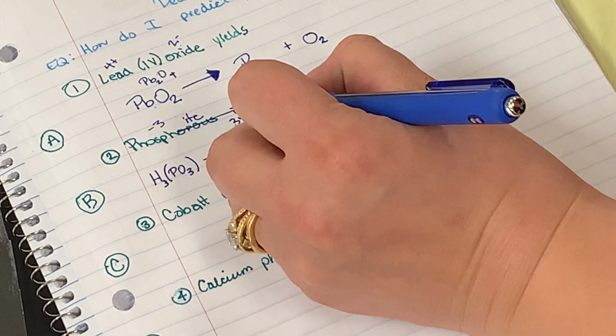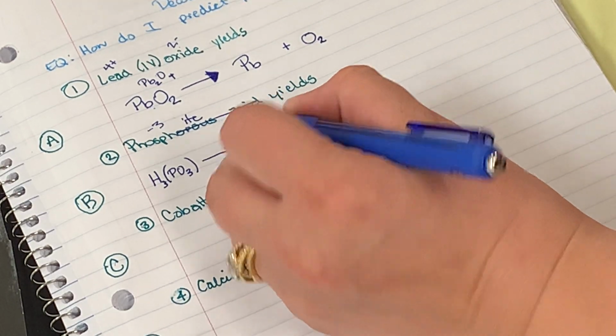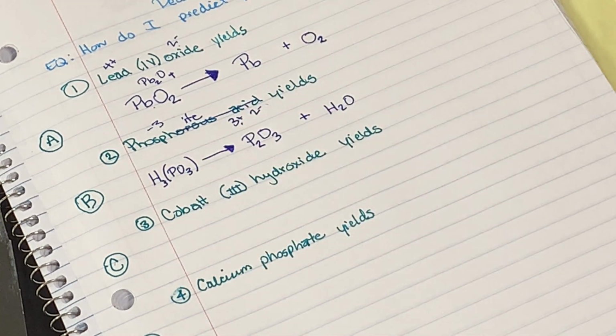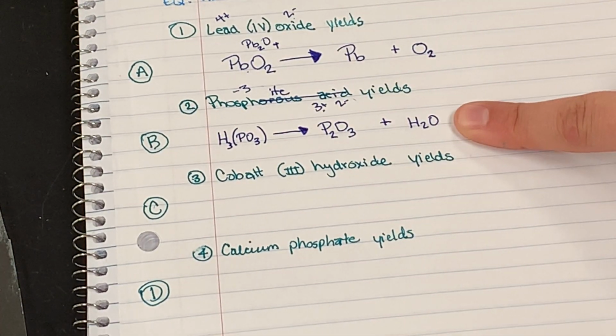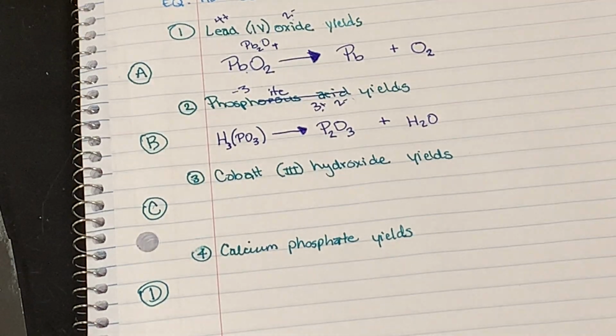Our oxygen has a charge of 2-. So we're going to crisscross that. The 3 from the phosphorus goes to oxygen. 2 from oxygen goes to the phosphorus. Okay? So that is the correct equation for the decomposition of an oxy acid. Now we need to make sure that this equation is balanced, which it is not. Okay?